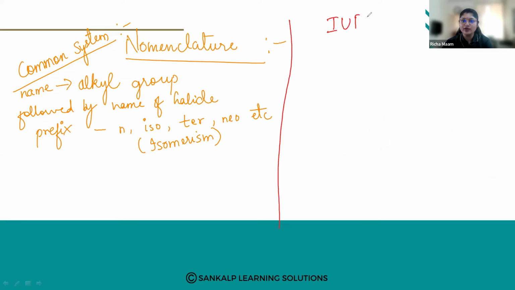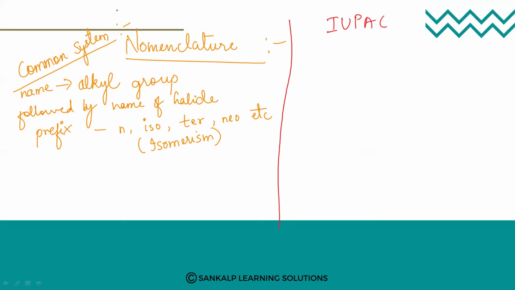Now we'll see the IUPAC system. What is the full form of IUPAC, students? What do you mean by IUPAC? Yes, anybody knows? International Union of Pure and Applied Chemistry. Correct. Good. So this is the meaning.